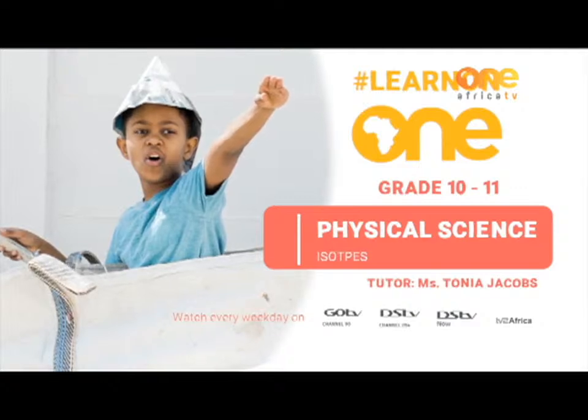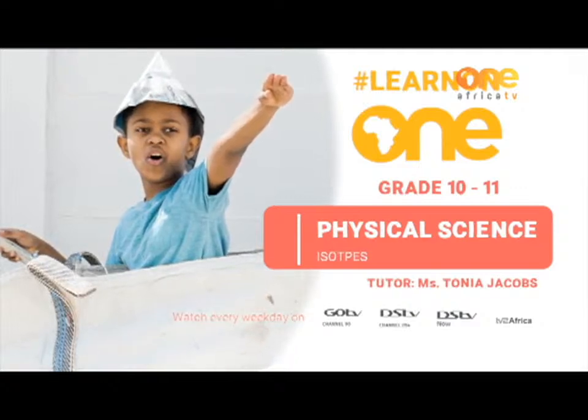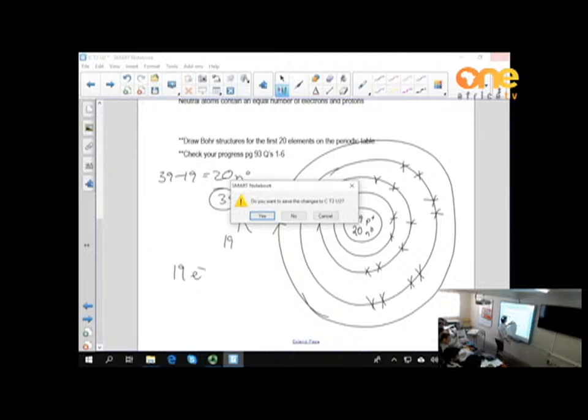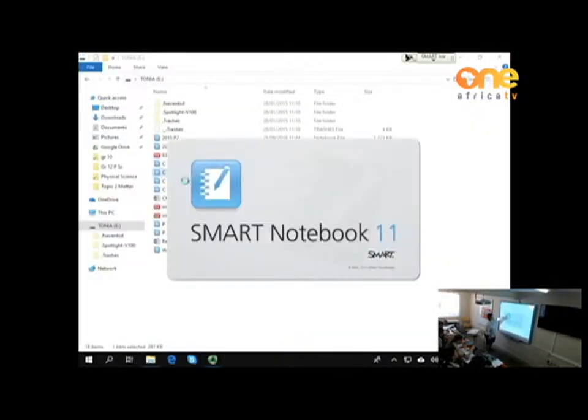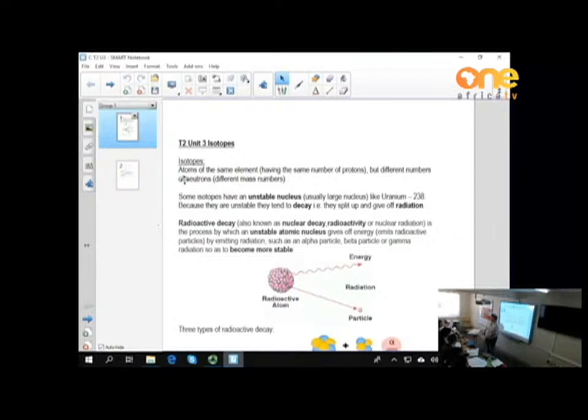That brings us to Unit 3. The heading is Isotopes. Who can give me the definition of an isotope? Yes. Atoms of the same element, in other words, they've got the same number of protons, but they've got different mass numbers, which means different numbers of neutrons.